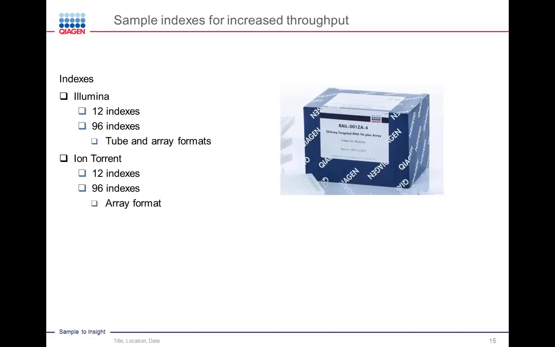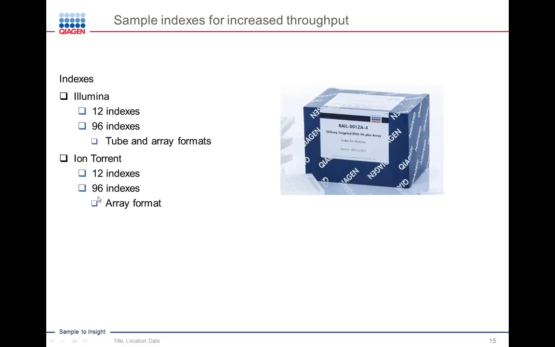So for sample indexes, you can use indexes for the Illumina platforms or the IonTorrent platforms. And these kits allow you to multiplex either up to 12 samples or 96 samples. The 96 indexes for Illumina come in two different formats, a tube format and an array format. The tube format is more flexible. It allows you to use whichever sample indexes you're interested in using. The array formats are more convenient in the sense that all these indexes have been pre-aliquoted into wells of 96-well arrays, but it's not as flexible as the tube formats in the sense that it's a one-time use. If you have up to 96 samples, the array format is much more convenient. But if you have fewer than 96, I highly recommend using the tube formats because they're more flexible.